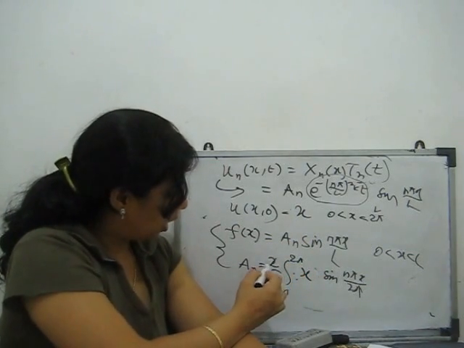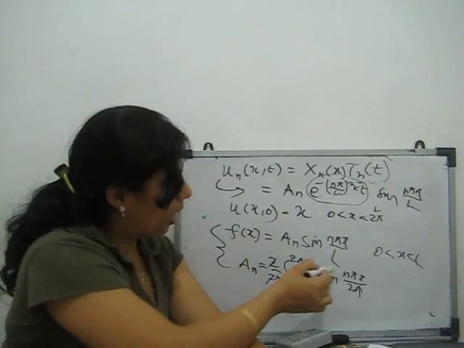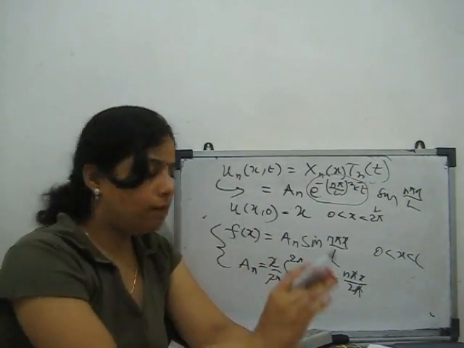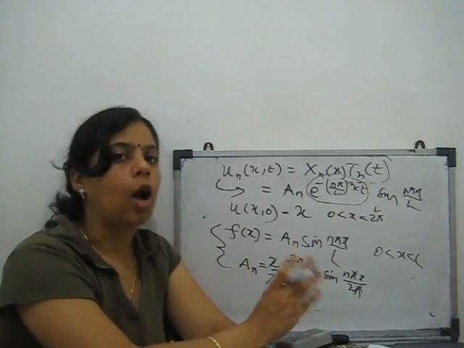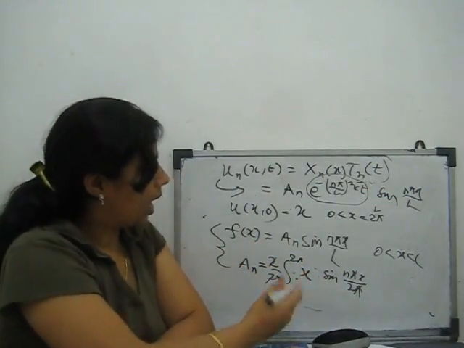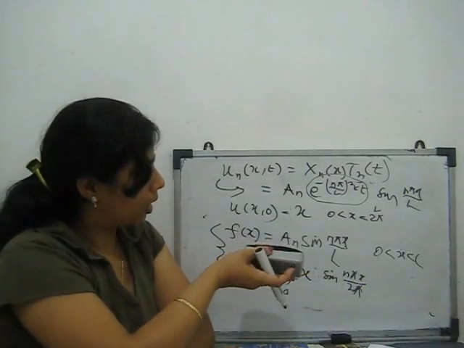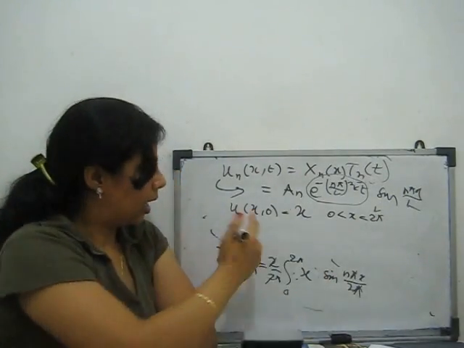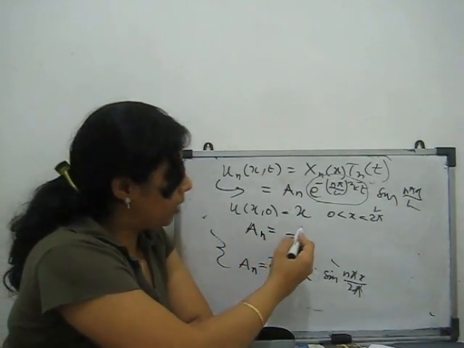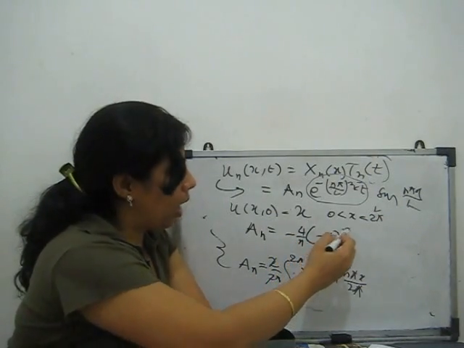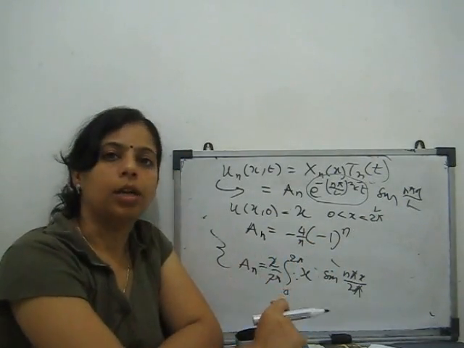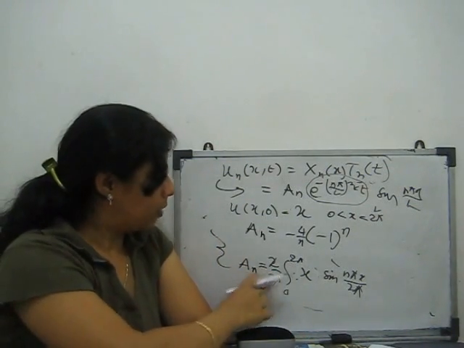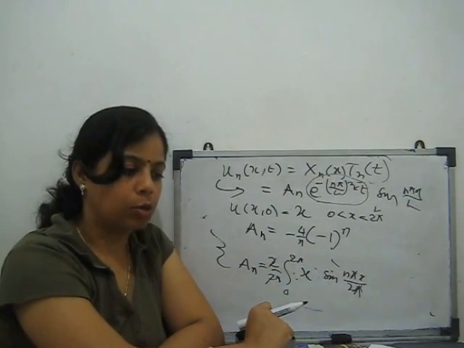Clear? So see, an is 1 upon pi integral 0 to 2 pi x sine nx by 2. When you solve it, you can already learn how to solve the Fourier constant. Then we will get an equal to minus 4 by n minus 1 to the power n. I am not solving this Fourier constant here. If you want to know how to solve it, you can see my video on Fourier series. So an is equal to minus 4 by n, minus 1 to the power n.